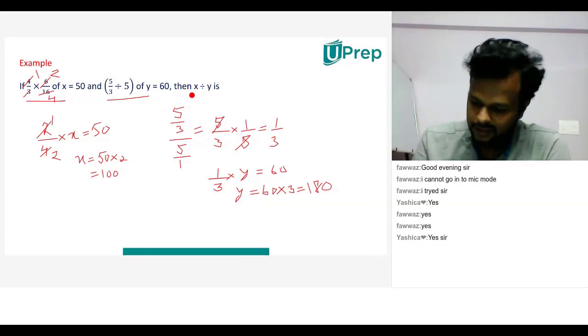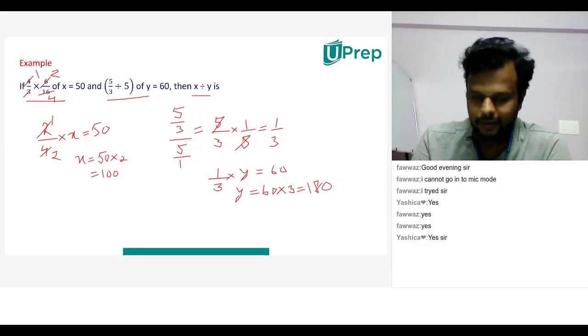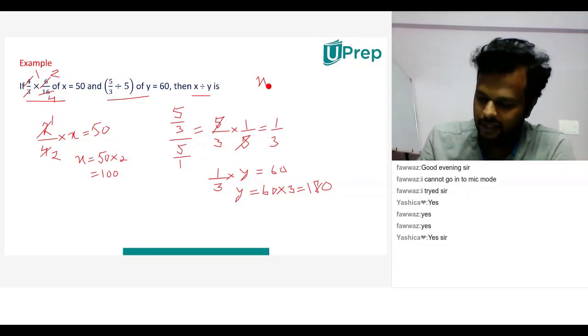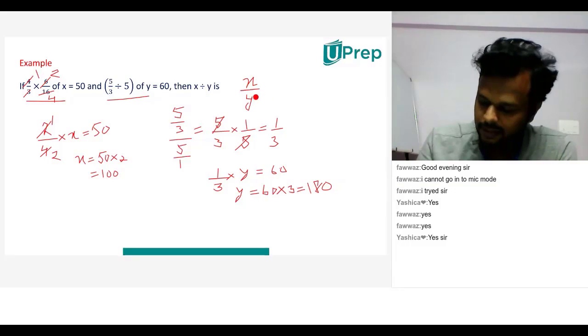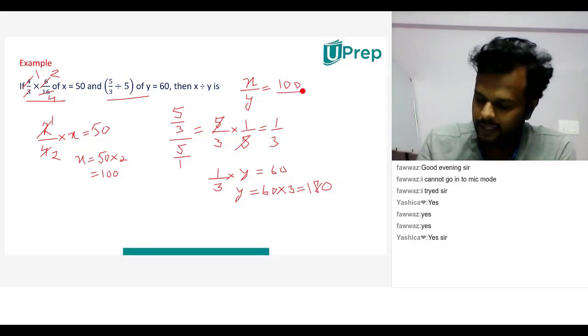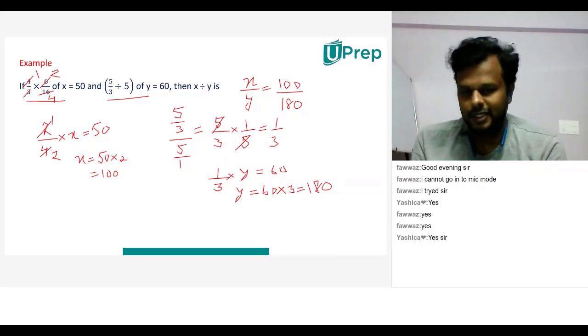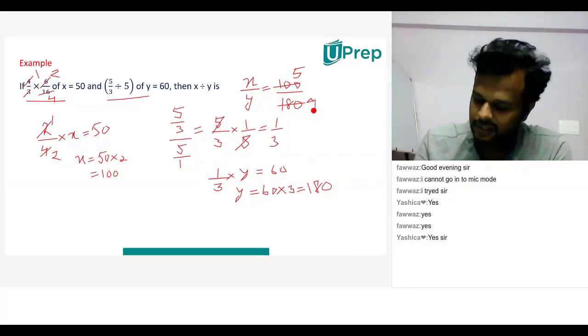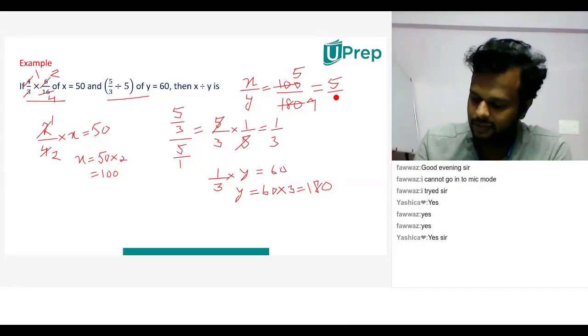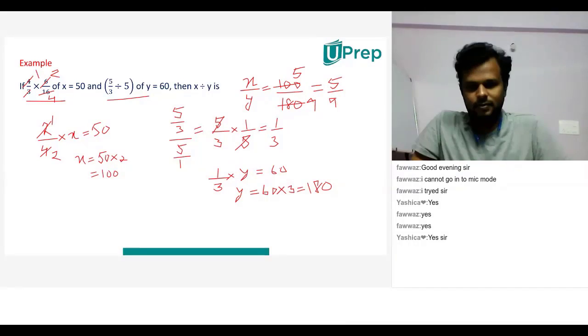And children, here they ask for the value of x by y, or x divided by y. So x by y is equal, let me write it clearly, x by y is equal to 100 divided by 180. So for 180 and 100, children, the common factor is, if I take 20 as the common factor, 20 5s are 100 and 20 9s are 180. So this becomes 5 by 9. So the value of x by y is 5 by 9. That is the answer. Children, are we clear here?